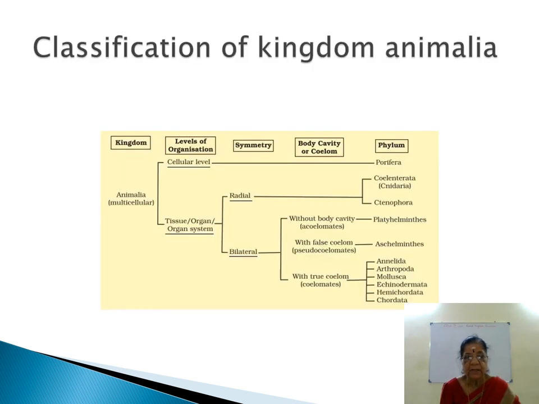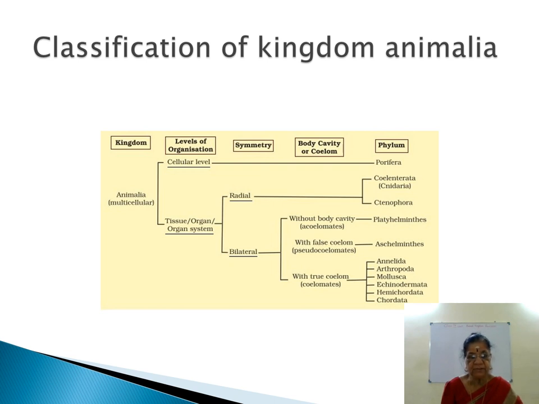Now this is about classification of kingdom Animalia. We have studied basis of characters, based on level of organization, it is cellular level and tissue or organ system. The next criteria is symmetry. Symmetry is of two types, asymmetrical and symmetrical. The symmetrical, we have learnt as radial symmetry and bilateral symmetry.